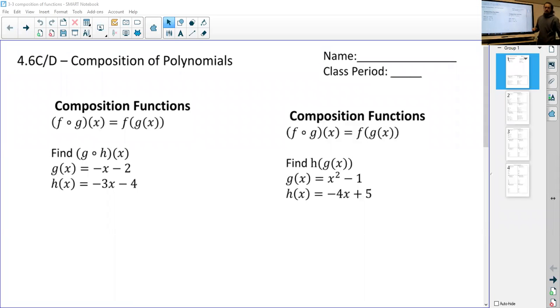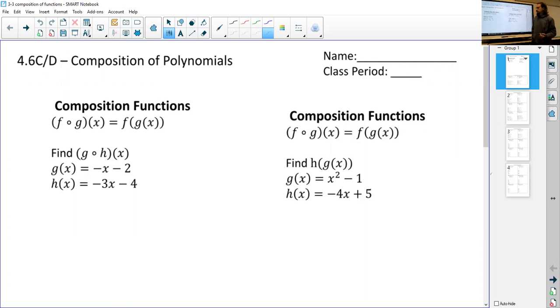Today we're doing composition of functions. It's another one that looks kind of wonky, looks scary at first. Really, once you get the hang of it, it's not too bad. So what it is, we're taking a function and then we're putting another function into it. So a function within a function.